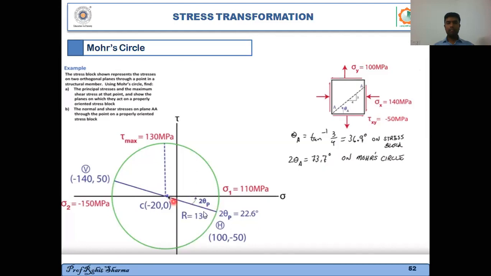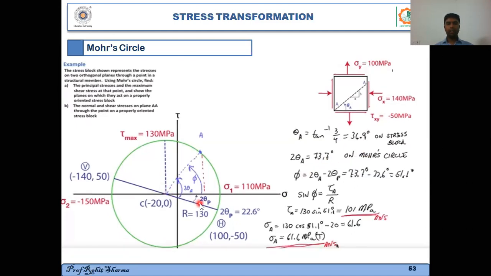So I'll consider this as a reference now, because I'm rotating my horizontal face by an angle of theta A on this stress block, in an anti-clockwise direction. So I'll rotate this CH in an anti-clockwise direction by an angle of twice theta A, right? Twice theta A turns out to be 73.7 degrees on the Mohr circle. So this is twice theta A, and this point represents the stresses on point A, right?